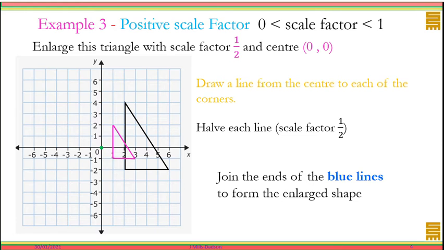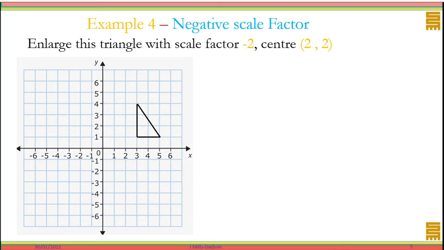Now let's see what happens when you have a negative whole number scale factor. What happens to that? So for example, we're going to talk about enlargement by scale factor -2 from center 2, 2. The principle of starting with the center doesn't change. So start with the center, straight lines to all the corners, or the vertices. But we're still going to double each of the lines, but on the opposite side of the center. That's the difference. You're going to double it on the opposite side. Let's see how to do that.